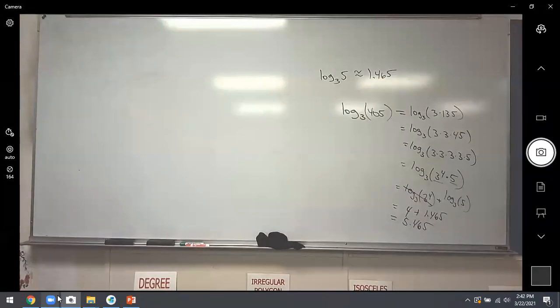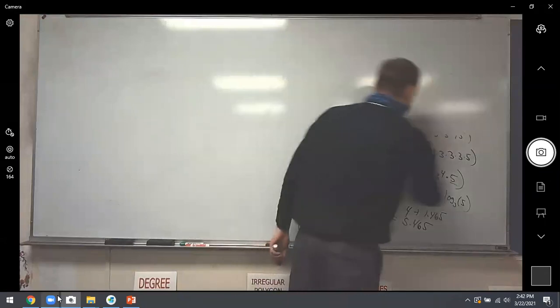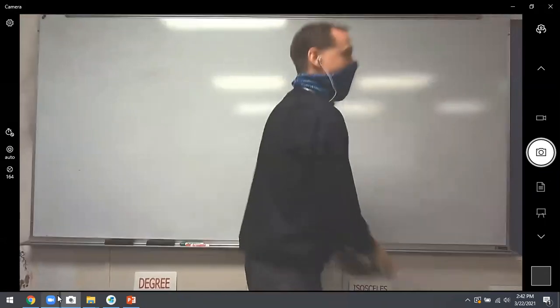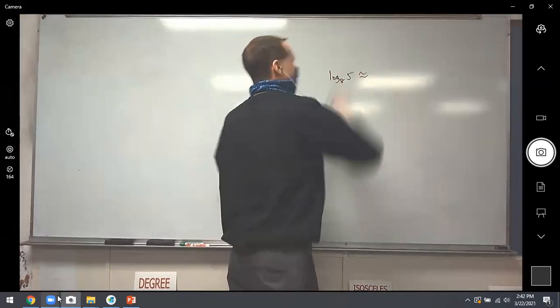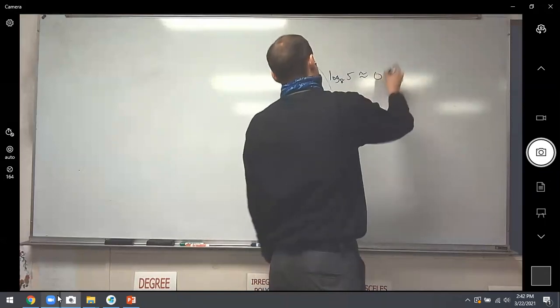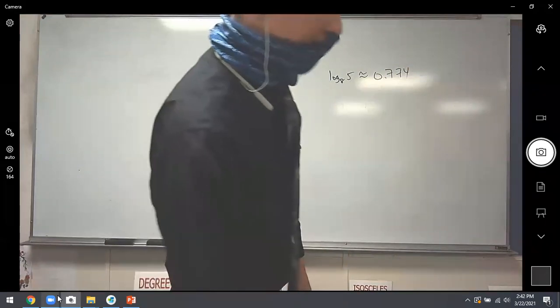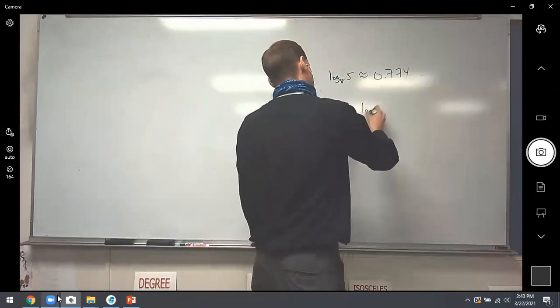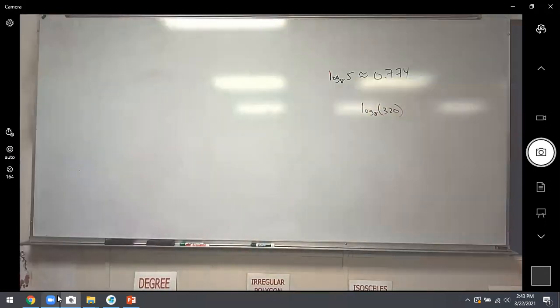They want you to take your numbers and break them down as far as you can in terms of the base, if possible. Then use your properties to expand it out, and some things will cancel, some things won't. And that's pretty much all there is to that. Let's try another one. Down there at the bottom, they're saying log base 8 of 5 is about 0.774. They're saying use that information to estimate the value of log base 8 of 320.